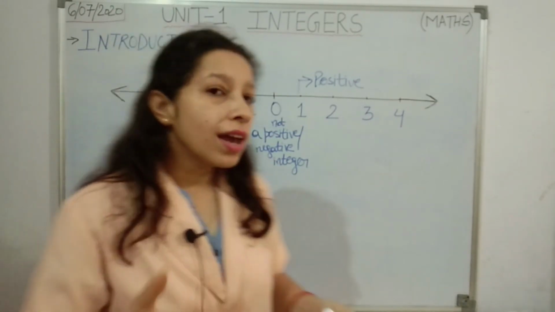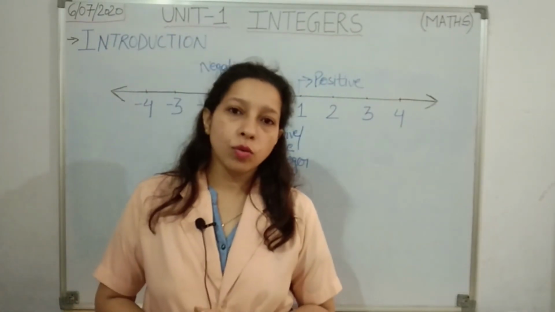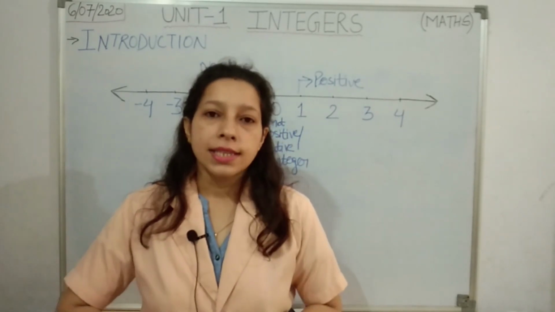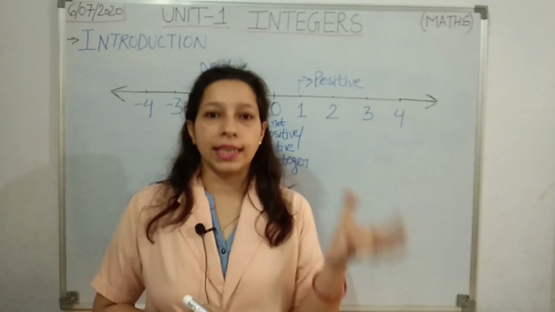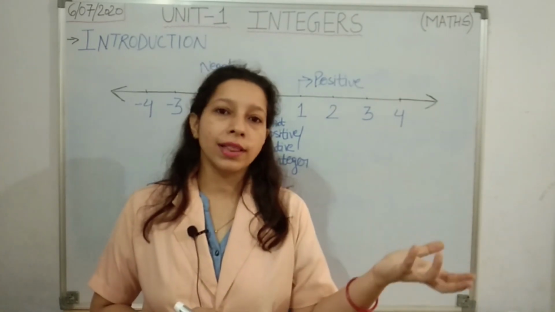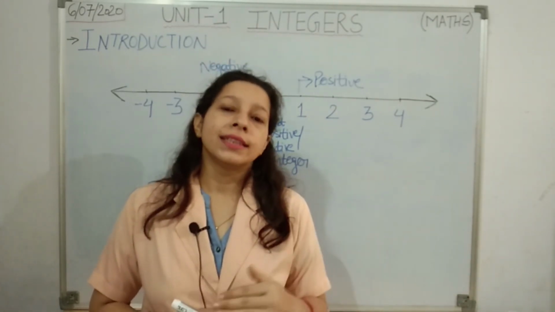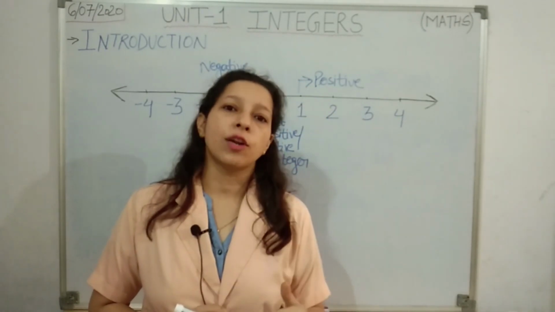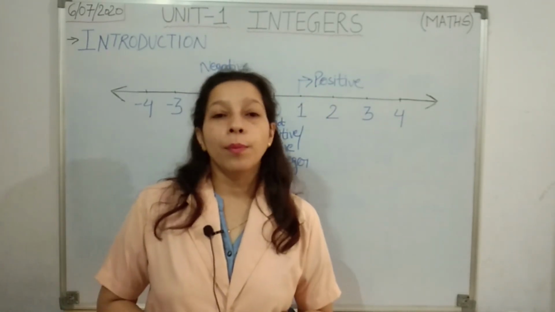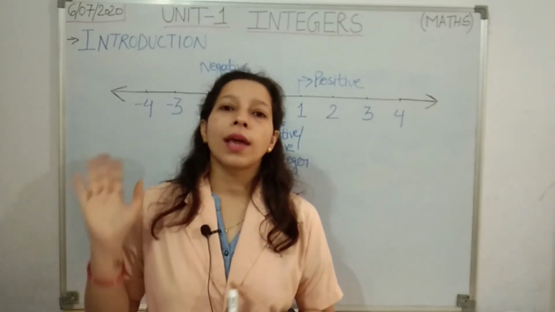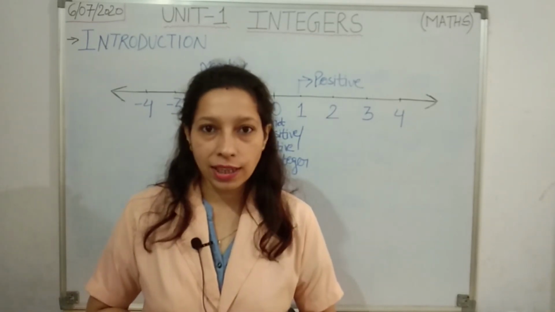Okay. Why are we using integers, students? What is the use of integers? See, sometimes you have to show some quantity with an increase. That time you will show it with a positive integer, but if there is a decrease in that quantity, that time you can show it with a negative integer. For example, temperature. Mostly we show temperature using positive and negative integers.